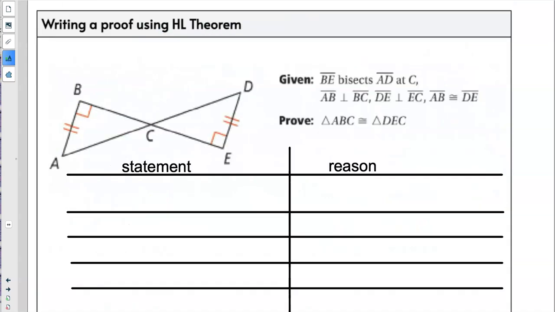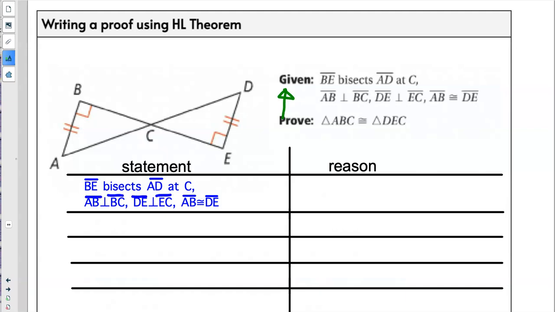Okay. Now, writing a proof using HL. This is so stressful, it's a proof. Well, is it? Let's think about it. What's the first thing that we're going to do when we write down a proof? Well, we're going to take the information provided, and we are going to put the given down. So the given hops in there right away, and somebody forgot to put in a couple things apparently. So we need those put in.